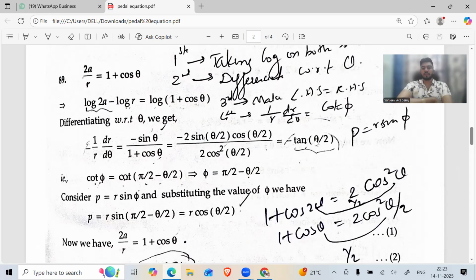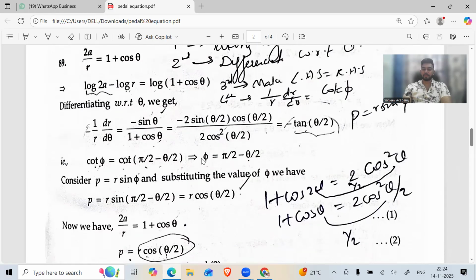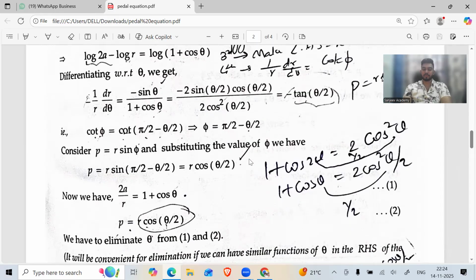Tan(theta/2). So basically the complementary angles, right? What is sin(90 - theta)? Cos theta. Correct. What is cos(90 - theta)? Sin theta. Similarly, tan theta in terms of cot is what? Cot(90 - theta) is what? Tan theta. Tan(theta/2), what is it? Cot(90 - theta/2). So this phi is nothing but pi/2 minus theta/2.